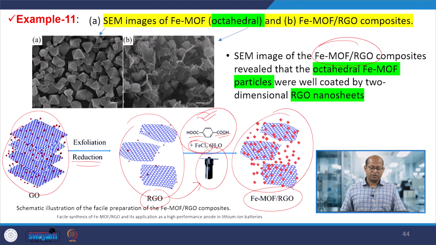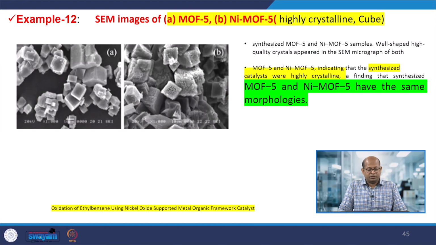So here you can see, when only iron MOF was taken, it gives octahedral structures. And you can see octahedral type structures when reduced graphene oxide was used as a support material over which the MOF was developed. So here you can see structural changes in the presence or absence of reduced graphene oxide when iron MOF was prepared.